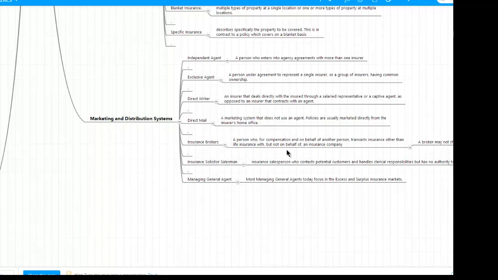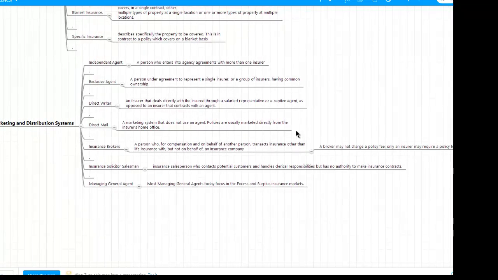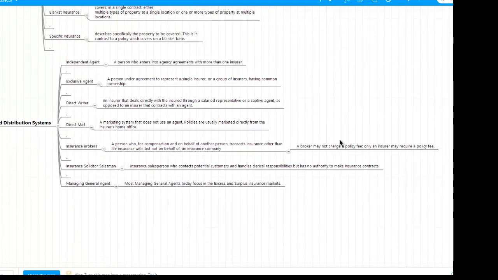And a broker, okay, so the broker is a person who actually works for the benefit of the person coming in the door, and can transact other than life insurance, but it's not on behalf of the insurance company. He would go to several places to work for it. A broker may not charge a policy fee, only the insurer can charge that. I think of the insurance broker as something like a travel agency in the old days. They still have them, but you go in and they work for you to try to get you flights.